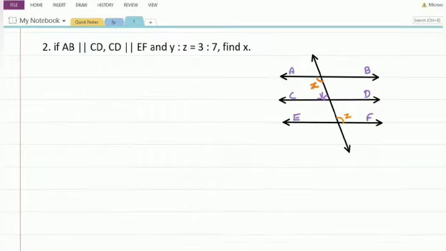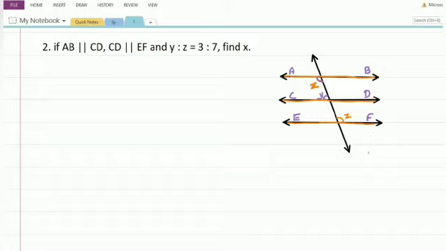So let us see the second question. If AB is parallel to CD, CD is parallel to EF and Y is to Z equal to 3:7, find X. So they said that line AB is parallel to CD. Again they have given that CD is parallel to EF.